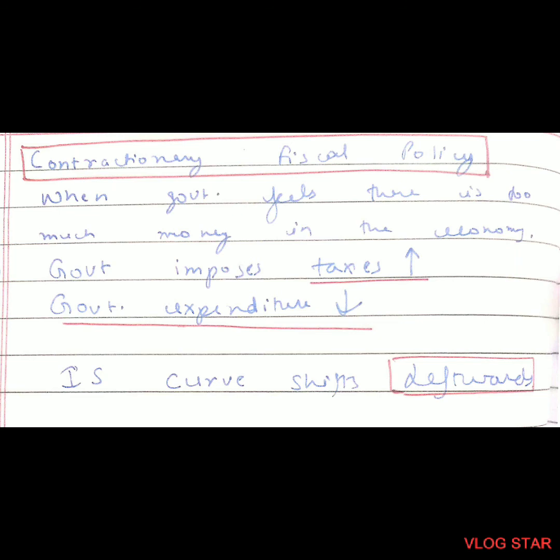So as we know, when the taxes increase, people will hold less money and there will be less money supply in the economy. And when the government reduces government expenditure, people will spend more from their pockets. So when the government applies contractionary fiscal policy, the IS curve shifts leftwards.